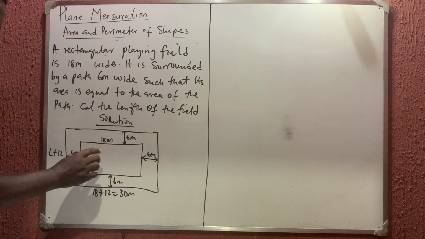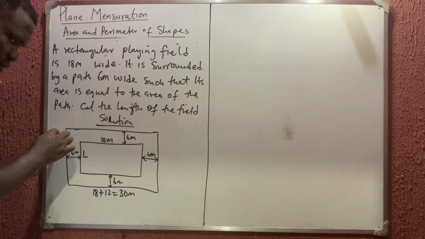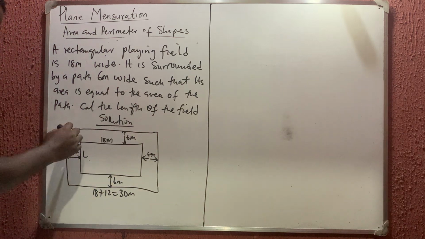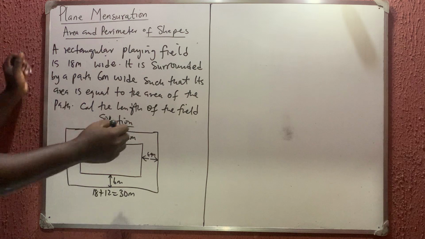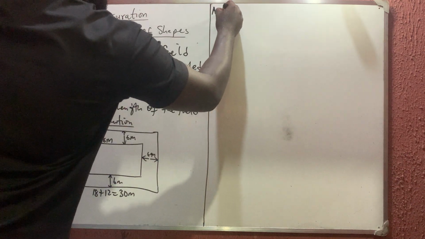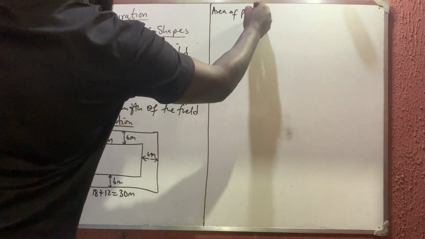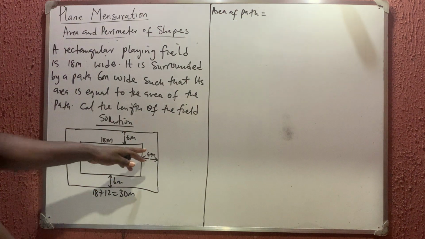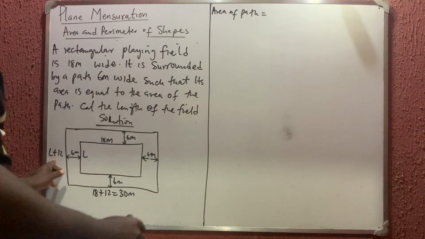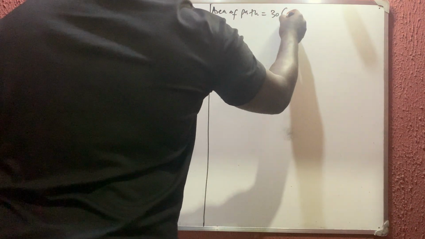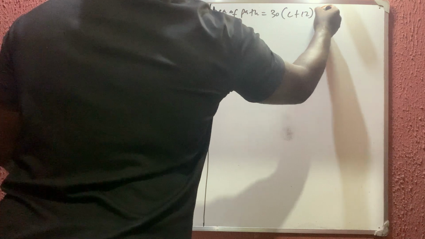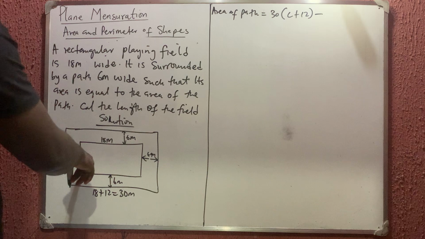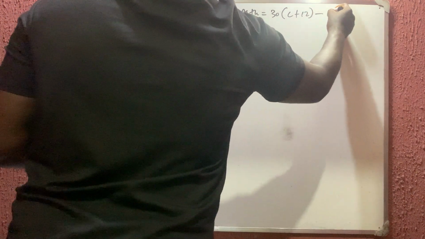Now for us to get the area of this path, the area of this bigger rectangle minus the area of this smaller rectangle will give you this part inside this place. So the area of the path should be what? The area of the bigger one is this times this, that is 30 in bracket of L plus 12, minus the area of the small one, which is 18 times L, so 18L.